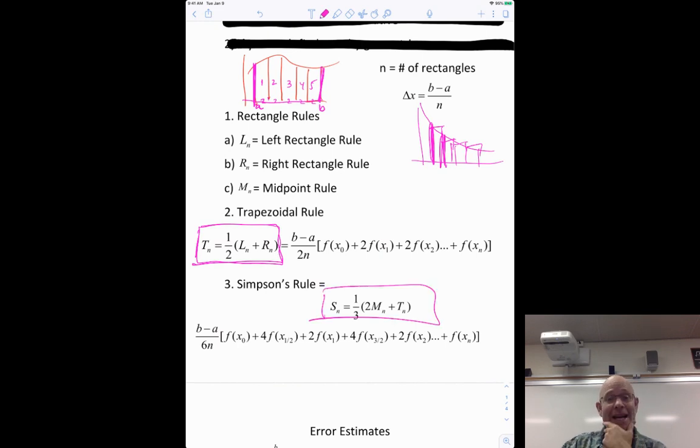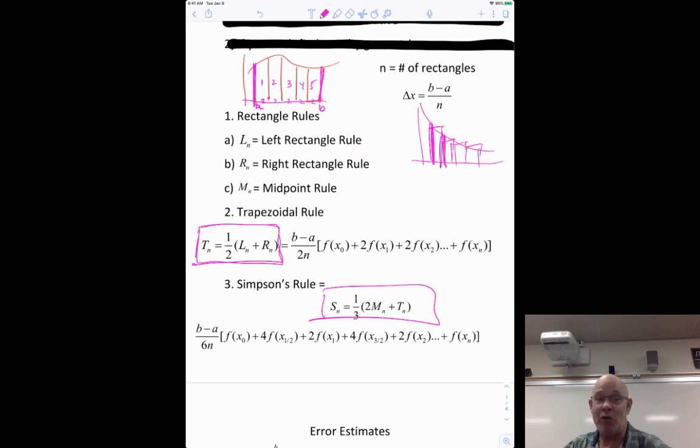Simpson's rule is a weighted average. It takes the midpoint rule and the trapezoidal rule. It takes two of the midpoint rules, actually, adds it with the trapezoidal rule, and divides it by 3. It's a weighted average of the two. It turns out to be a better approximation.